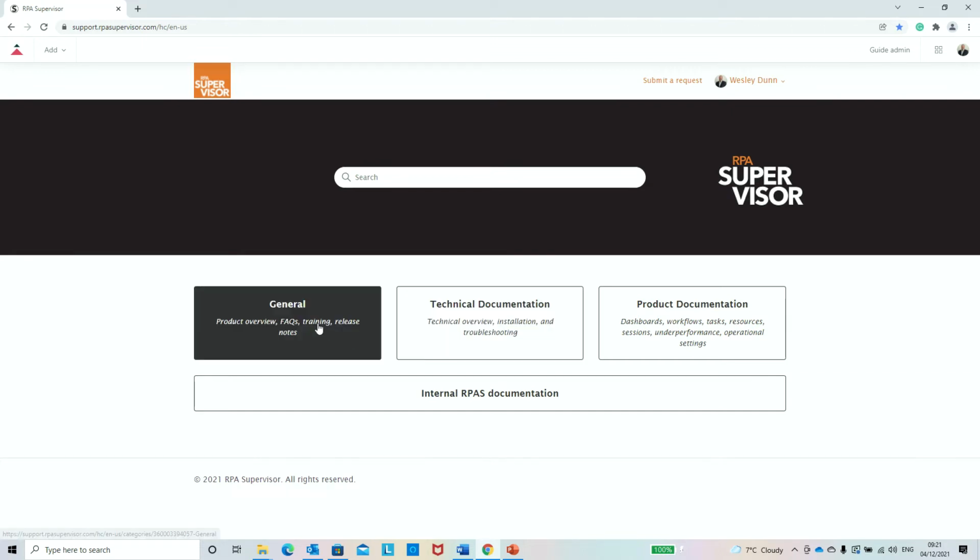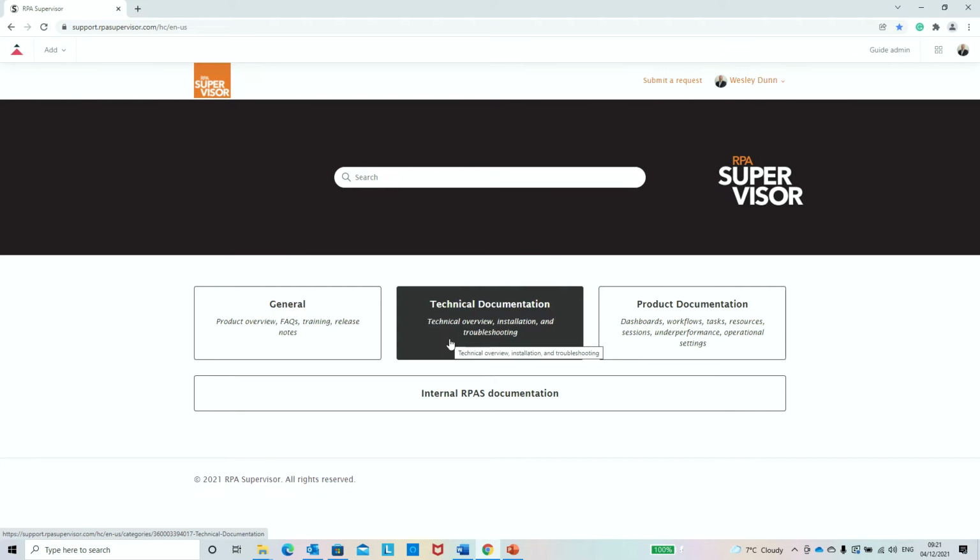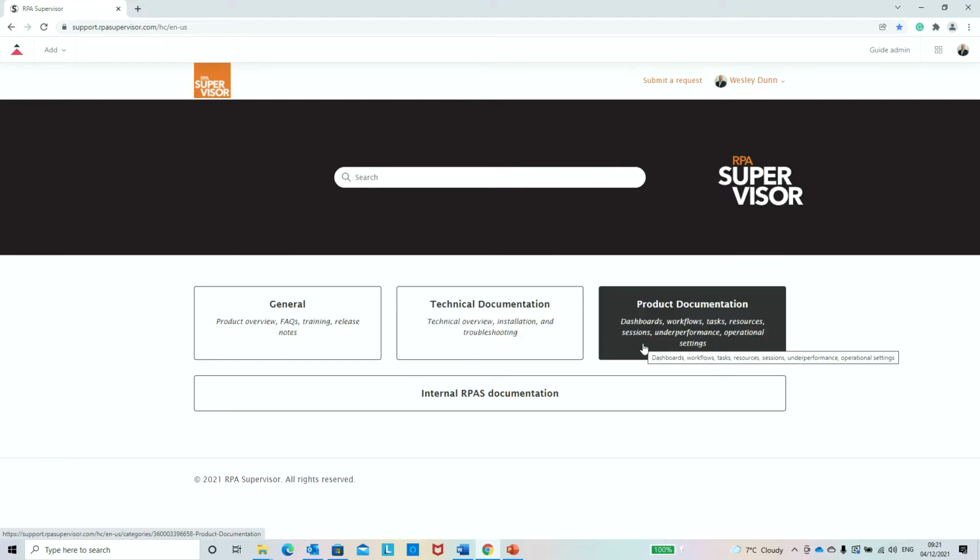So you've got three areas: general, which is the product overview, questions and whatnot, and I'll come back to that in a minute. The second area is the technical detail, so every aspect of RPA Supervisor you would like to know will be in there, and then a detailed breakdown of all areas of the product.